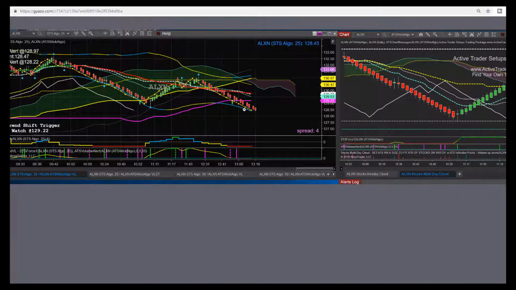Here's another example of the same type thing. This time it's on the 25 algo, not our wick bar. 25 algo is what's creating these resistance lines. The wick bar is what we're trading off the lines.